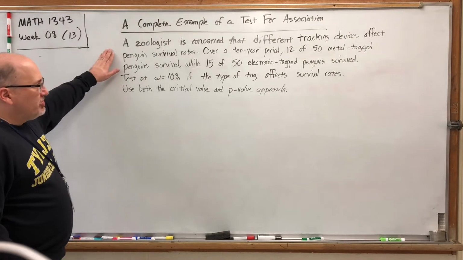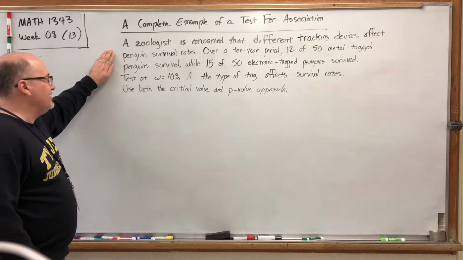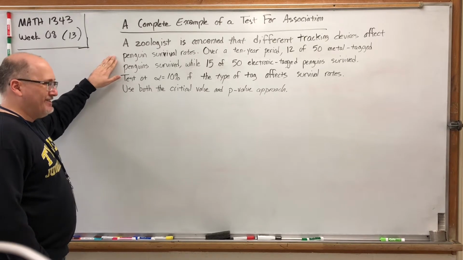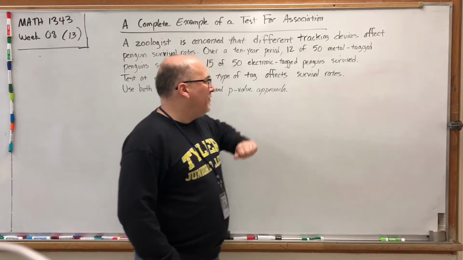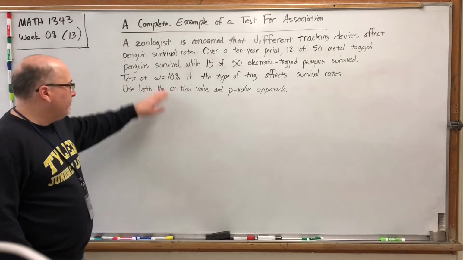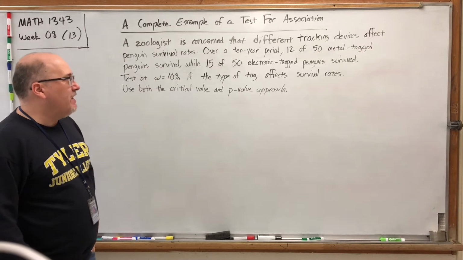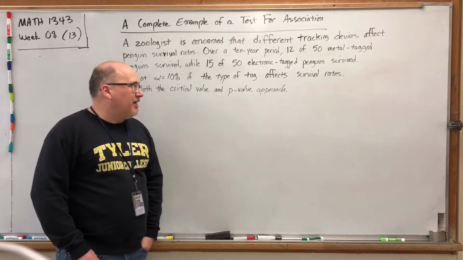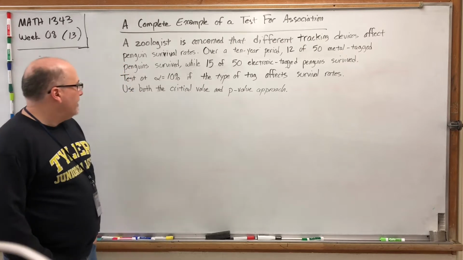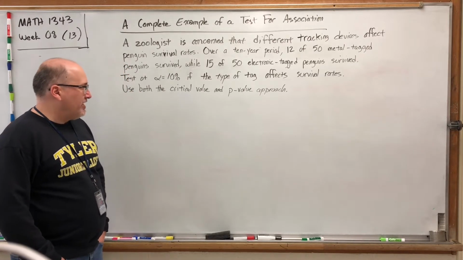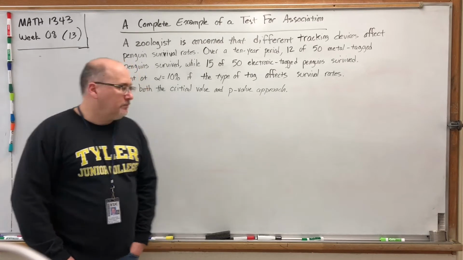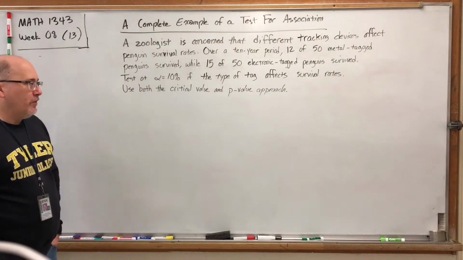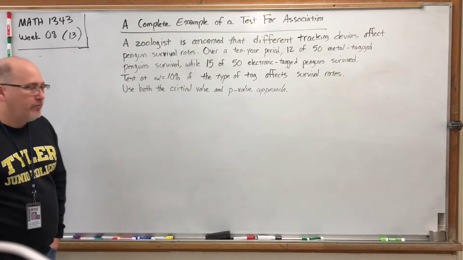The zoologist is concerned that different tracking devices affect penguin survival rates. Over a 10-year period, 12 of 50 metal-tagged penguins survived, while 15 of 50 electronic-tagged penguins survived. Test at alpha equals 10% if the type of tag affects survival rates. Use both the critical value and p-value approach. We'll do the critical value approach first, and then we'll modify it for the p-value approach.